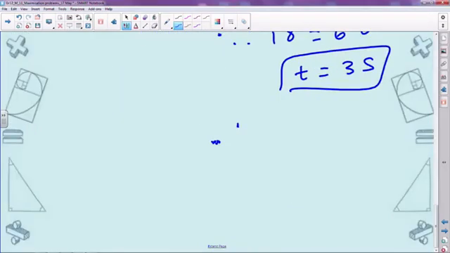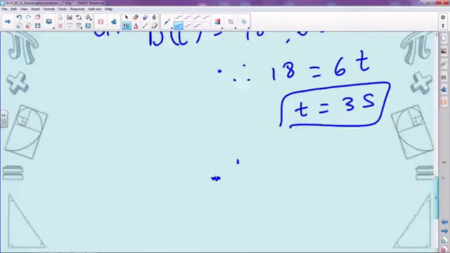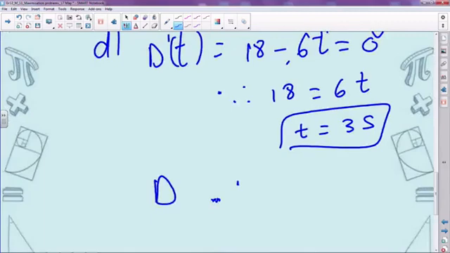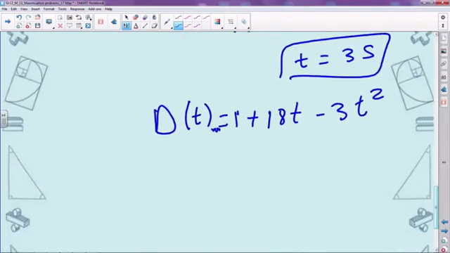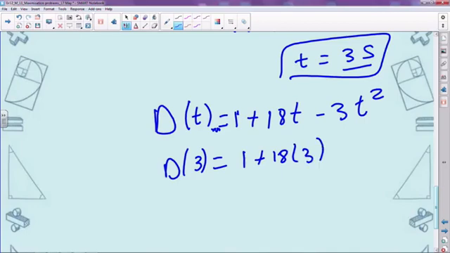So the ball takes 3 seconds to reach its maximum height. In order for me to determine the maximum height, I now need to go back into my original equation, which gave me an expression for the height, which was 1 plus 18t minus 3t squared, and that's where I'm going to substitute t equals 3 seconds back into the equation that gives me the height. So I get 1 plus 18 times 3 minus 3 times 3 squared.